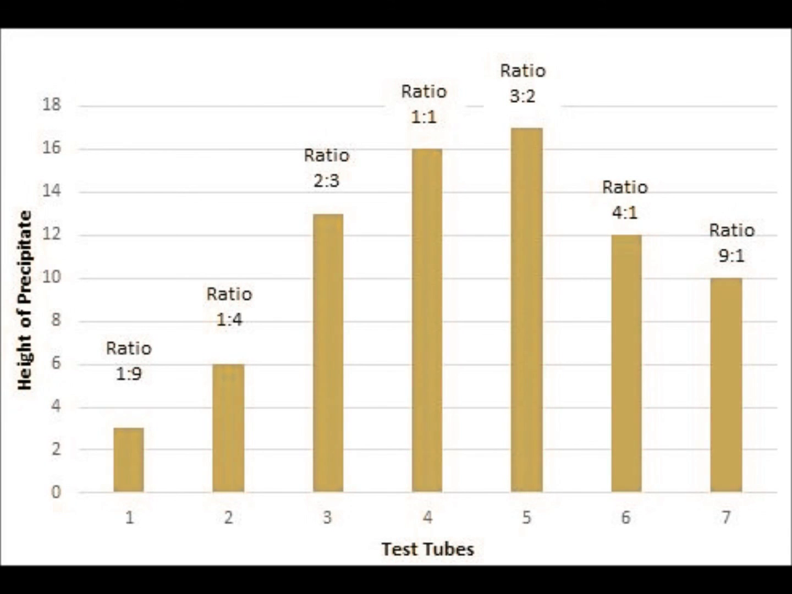Looking at the graph, we can conclude that the test tubes with a smaller ratio have a smaller amount of precipitate. Test tube 5 with a 3:2 ratio has the greatest amount of precipitate, while test tube 1 has the lowest amount, which is 1:9.